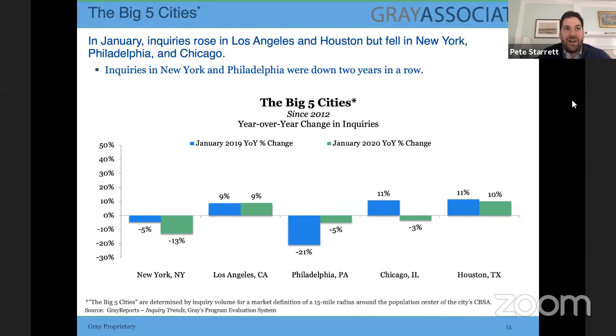LA, however, actually pretty strong compared to all of the, well, other than Houston, but growth in both years at 9%. And Houston, I mentioned, also grew double digits in each of the last 2 years in January. So great signs in those markets. If you're marketing for programs in those areas, it's obviously a great sign.